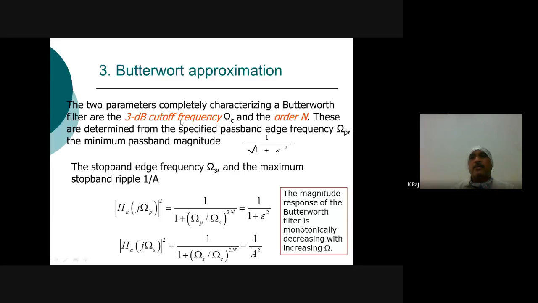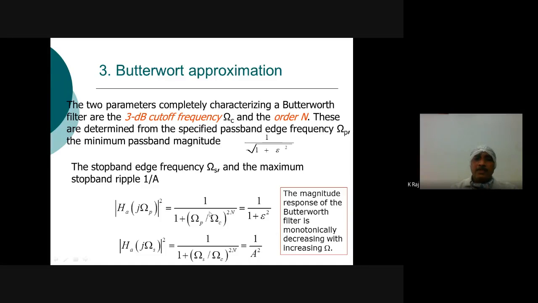The two parameters completely characterizing a Butterworth filter are, first, omega c, that is the 3 dB cutoff frequency, and second, the filter order n. These are determined from the specified passband edge frequency omega p, and the minimum passband magnitude, which is equal to 1 upon the square root of 1 plus epsilon square, the stop band edge frequency omega s, and the maximum stop band ripple 1 by A.